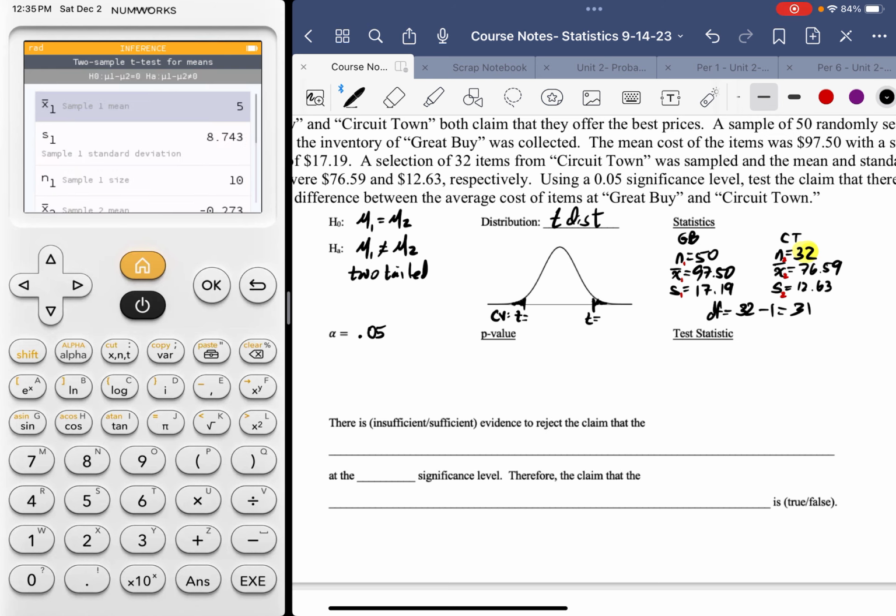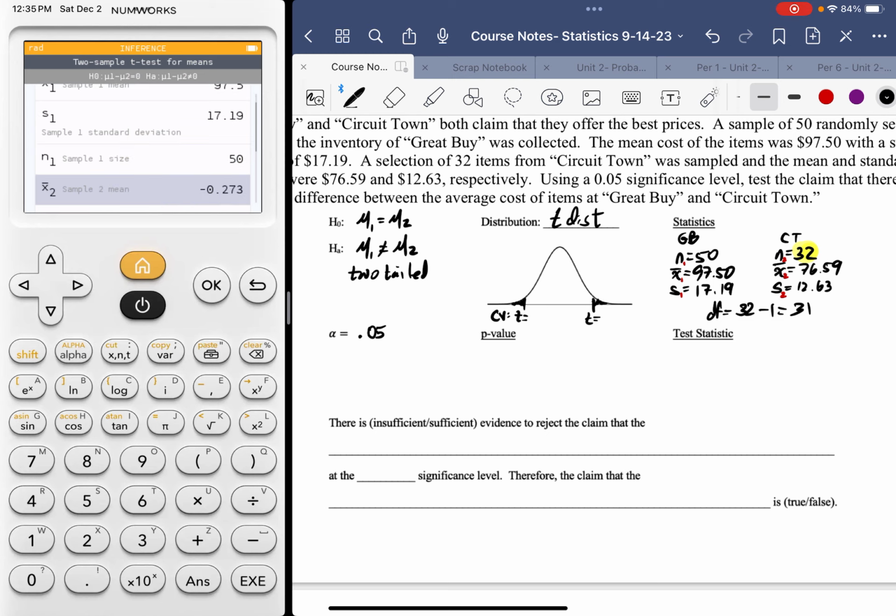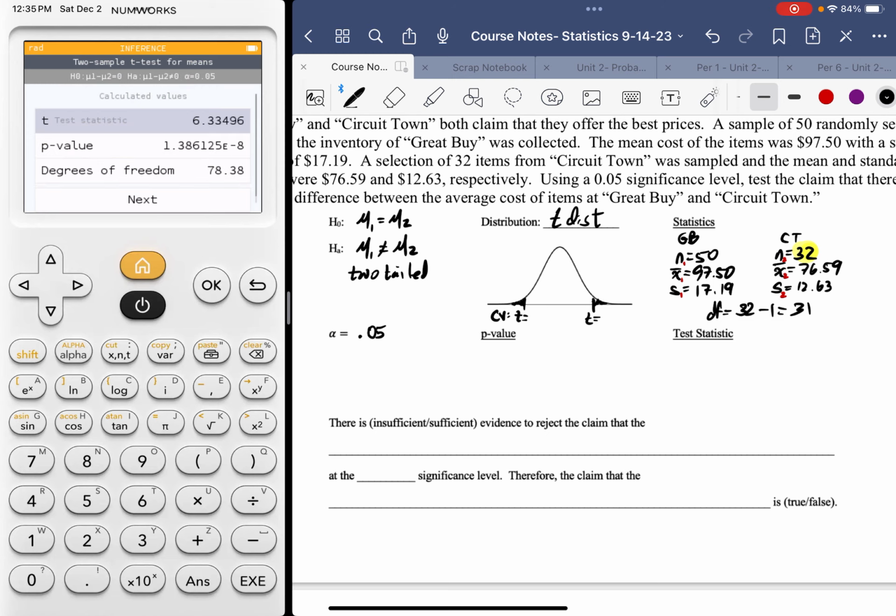Put in my stuff, so 97.50, 17.19. 50 was my first sample size. Then 76.59, 12.63. There we go. And 32 is the sample size. Significance level is good. Go to next.